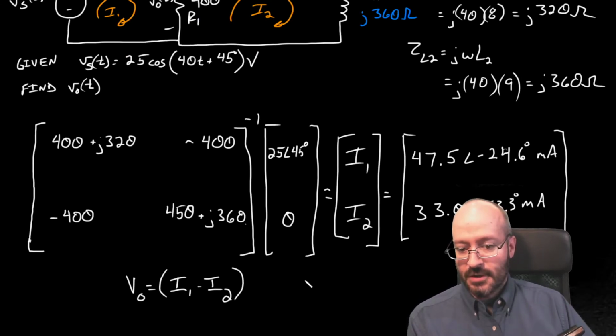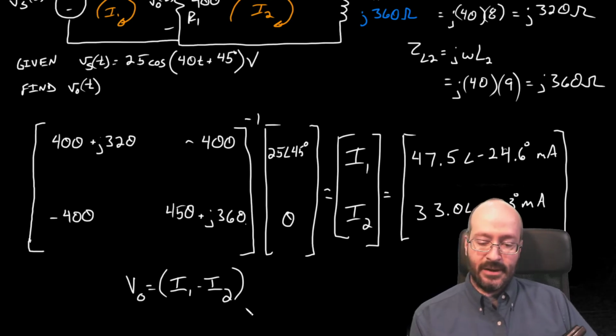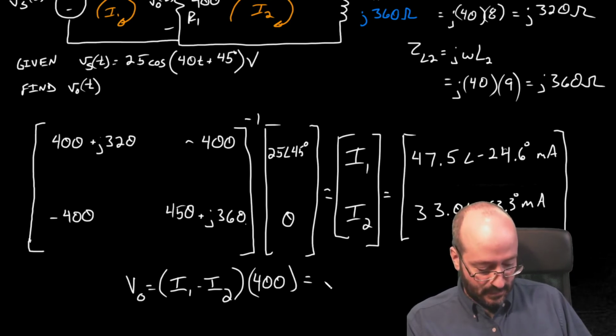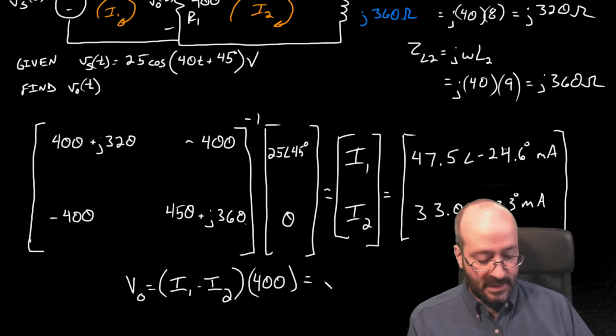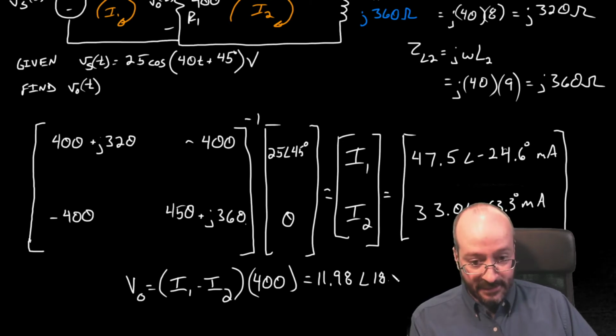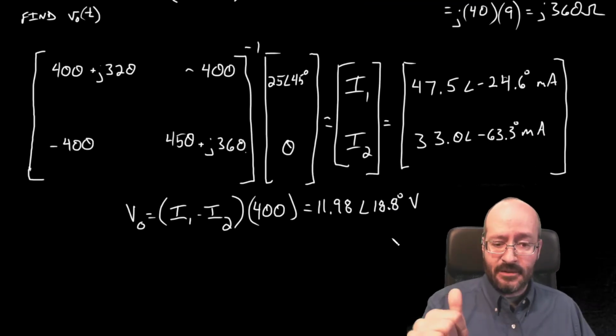Those are the currents that touch the resistor, and the polarities match the passive sign convention according to the polarity labeled on the original schematic. And we're going to multiply it by 400 since that's the resistance. So I stored those. I think I can do that one live and quickly. Times 400. And from that I get 11.98, pretty much 12, at an angle of 18.8 degrees. And that's in volts. Okay, that is our phasor solution.